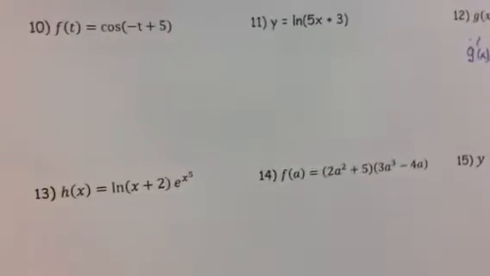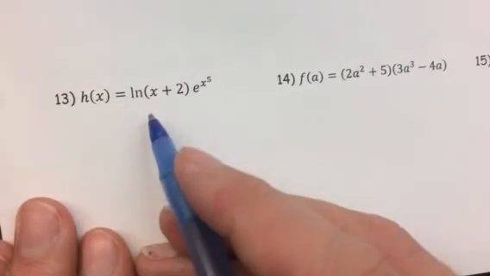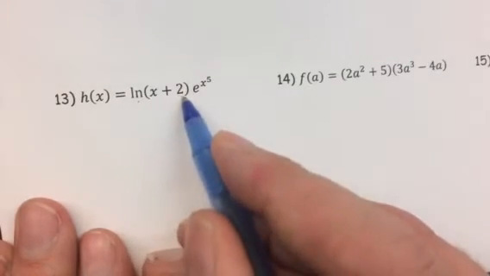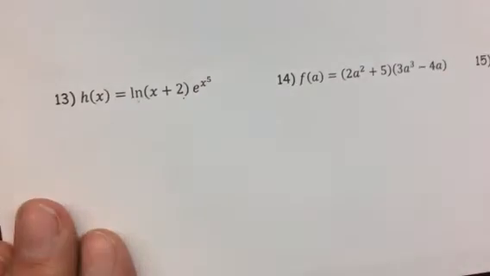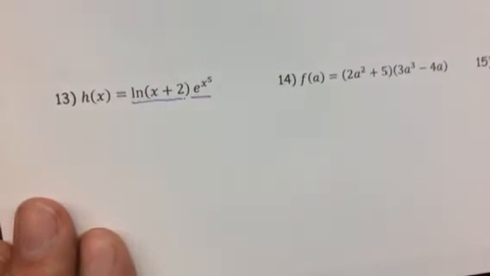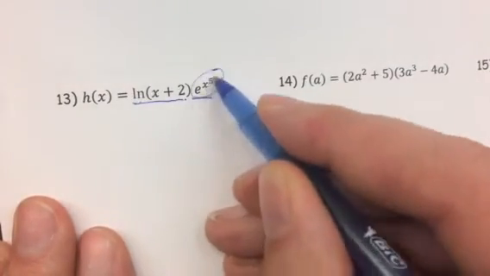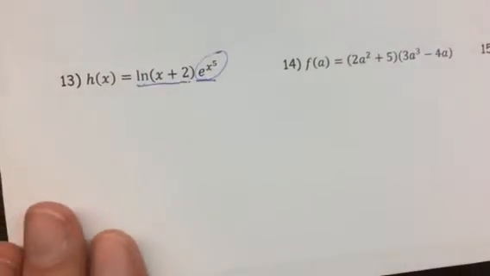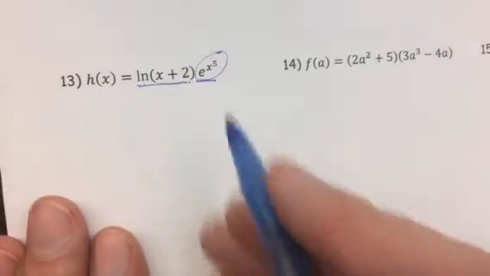Let's see. Ooh, let's do this one. This one's fun. Here we have natural log of x plus 2 times e to the x to the 5th. And so these are two things getting multiplied times each other. So we're going to have to do the product rule. Now we might also notice there's something inside of this e to the power of something. So we'll end up having to use the chain rule too.